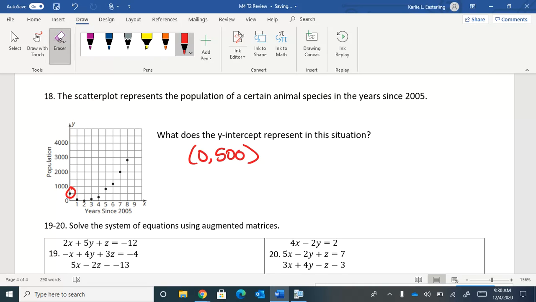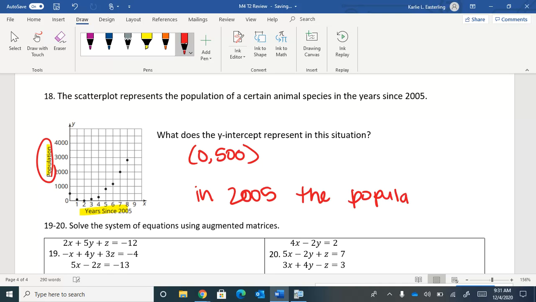So at this point, I need to look and see how my axes are labeled to determine what this means. So years since 2005, and we're at 0. So that means that in 2005, the population of this animal was 500.